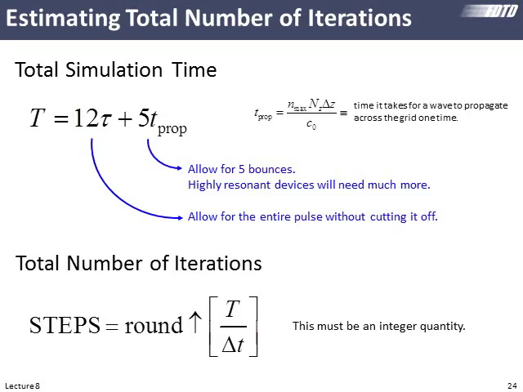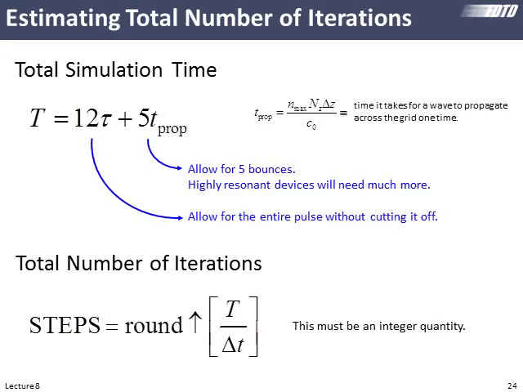Then we want to estimate how many iterations we need. I said if we wait at least 6 taus to ease into the source, we need to wait at least another 6 taus to ease out of it. So the total duration of simulation, first of all, needs to be at least 12 taus to go into the pulse and out of it. The next thing we'll do is calculate how long it takes in time for a wave to travel across our grid one time. And I like to wait about 5 of those. That lets a wave bounce around a little bit or travel at some steep angle to leave our grid.